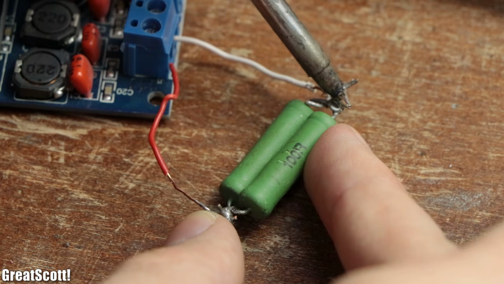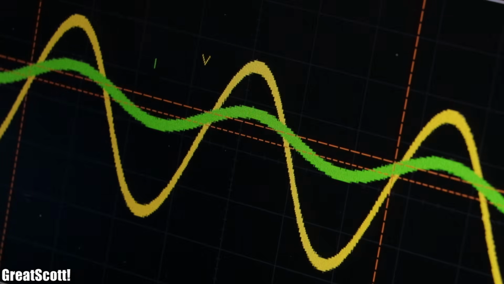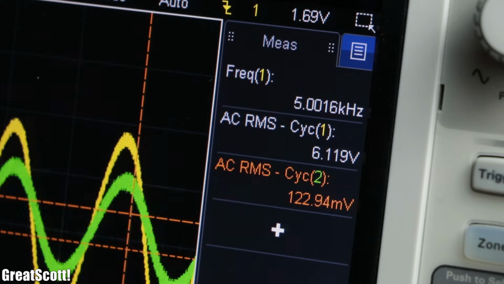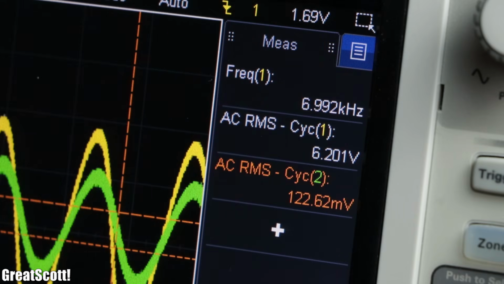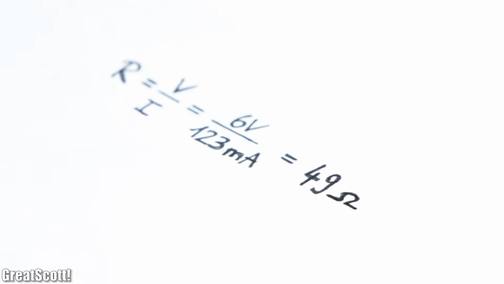Now if we go back to the plain old resistor and hook it up, we can see that it does not create a phase shift, and its resistance and thus current flow is not dependent on the AC frequency. It still only has its ohmic resistance.